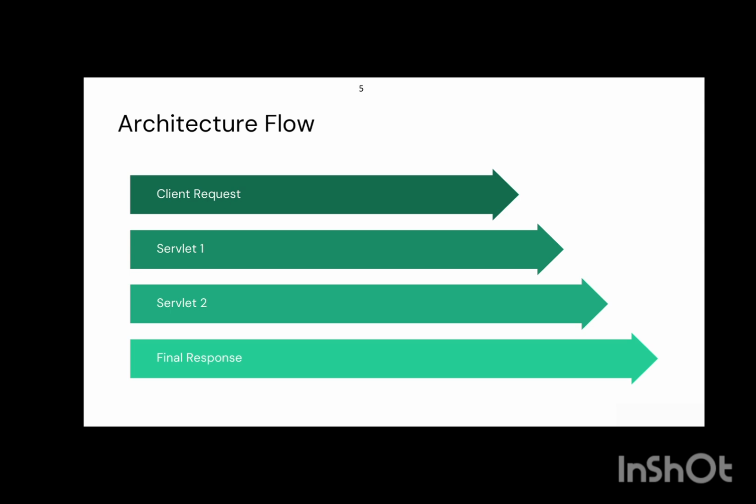This diagram explains the architecture of servlet chaining. The process starts with the client request. The request first goes to servlet 1, which performs the first stage of processing. Then it is passed to servlet 2 for additional processing. After all processing is completed, the final response is returned to the client. This architecture is similar to an assembly line where each stage performs one task. It improves organization and scalability.